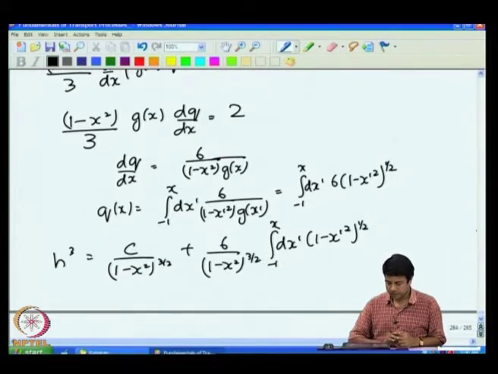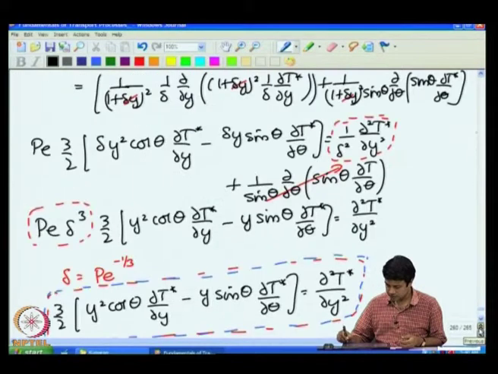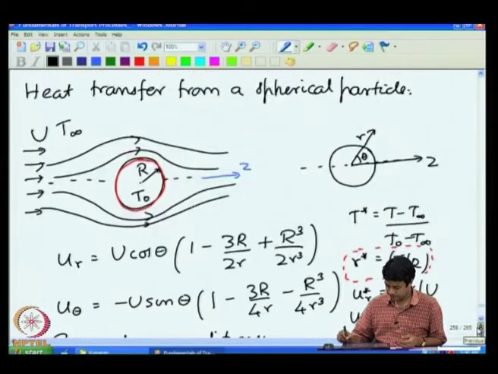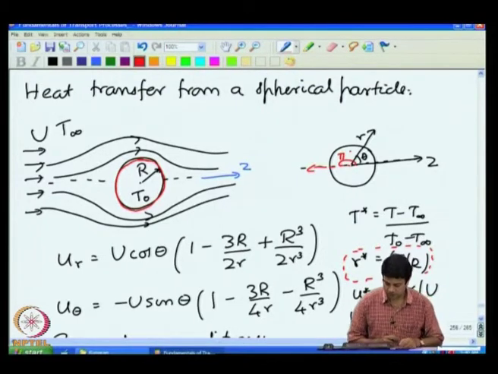What should the value of that constant be? h is a function of theta. Note that we had taken theta to be 0 along the z axis. That means that along the minus z axis, theta is equal to pi. So, the upstream stagnation point for the sphere is at theta is equal to pi. The downstream stagnation point is at theta equal to 0.